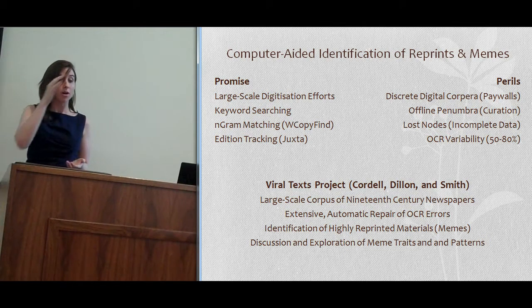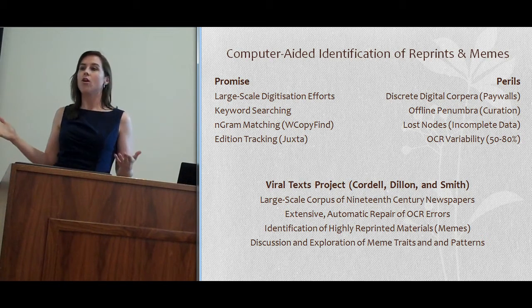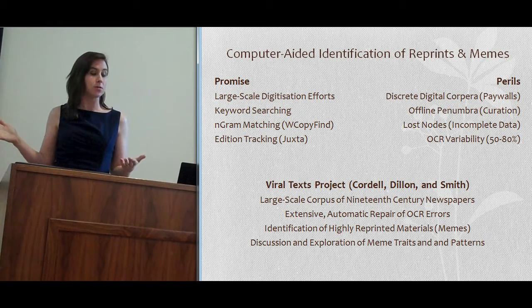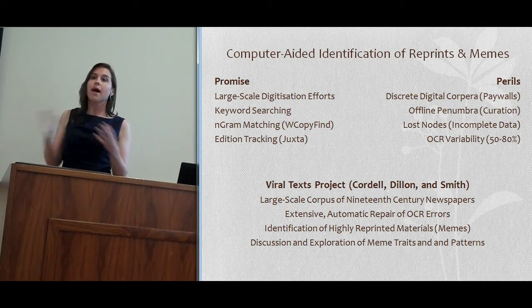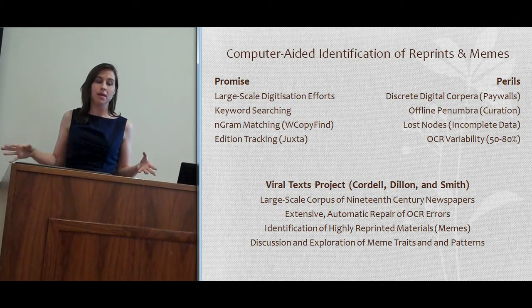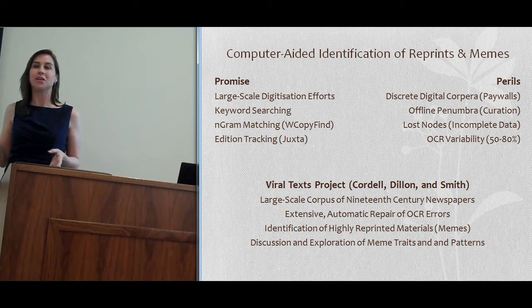Now, fortunately for me, a lot, but not all, of these problems are being worked on by the Viral Text Project at Northeastern University, which is looking at the Library of Congress 19th century newspapers in the US. And they're repairing the OCR and really mapping out all of these interesting memes. It's a really interesting project, and I suggest you go and look at it.